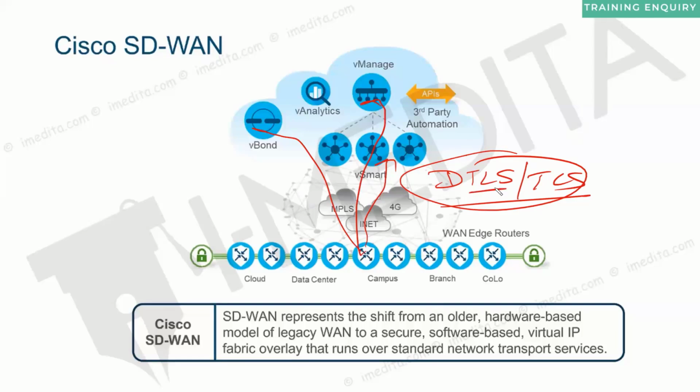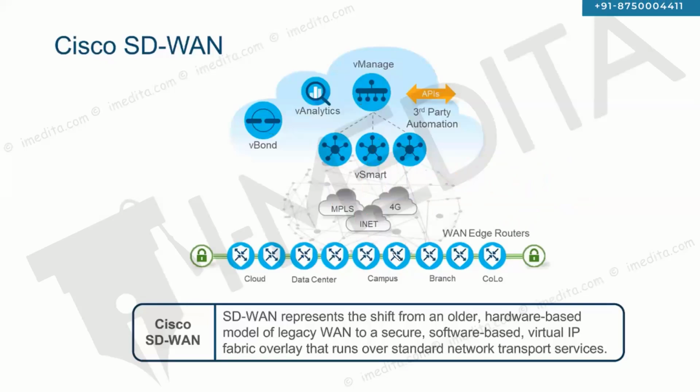And not only through those tunnels, in fact, there is an overlay protocol that we call OMP, Overlay Management Protocol, that will always be running between vSmart and the WAN edge router. So the OMP neighborship will come up, and then OMP updates will carry your routes information. That we will discuss later on. Okay, sir. Thank you.